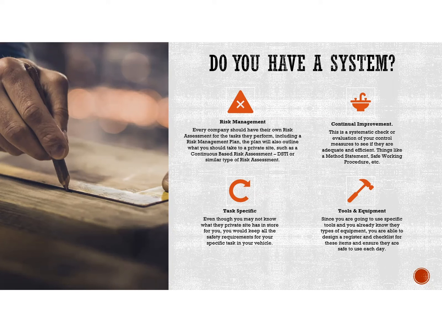Then you will have continual improvement, a systematic check or evaluation of your control measures. You see, we change things quite often, changing sites, changing tools, changing equipment, changing the method of performing certain works. And because we change, we need to check whether the safe working procedure is still efficient in keeping us safe. Not just the type of PPE that we use, but the type of method of performing the tasks. And this continual improvement is then measured by your incidents and accidents.